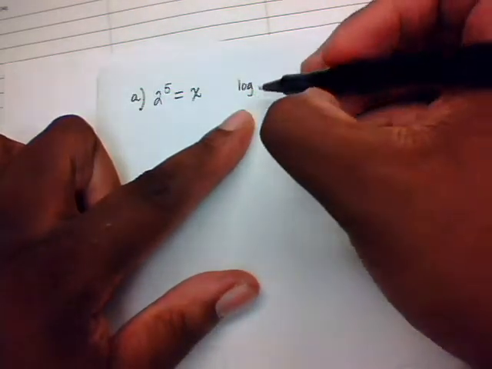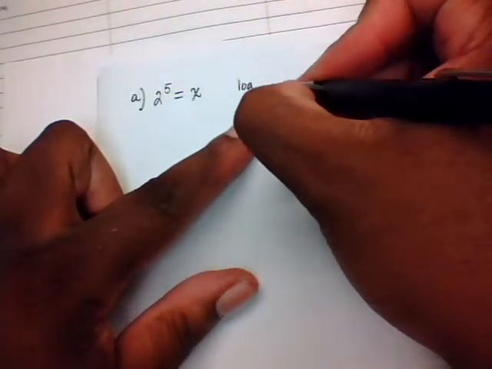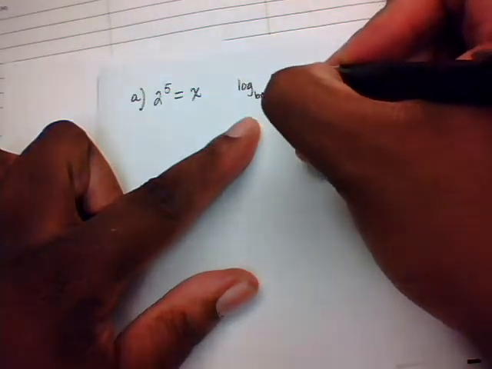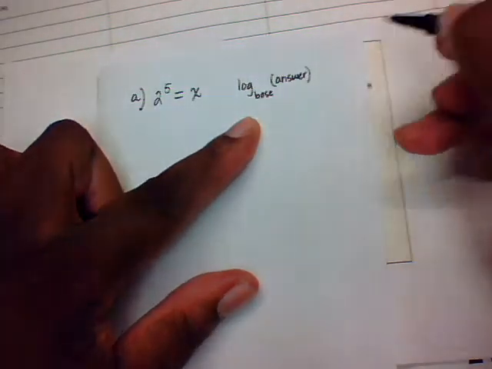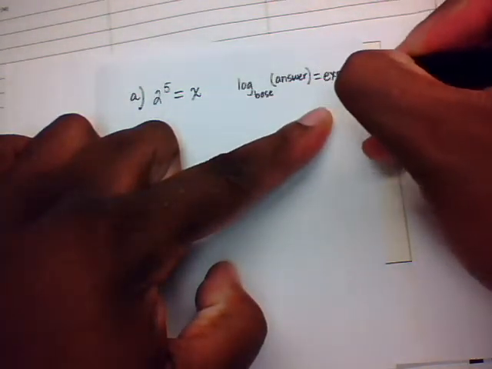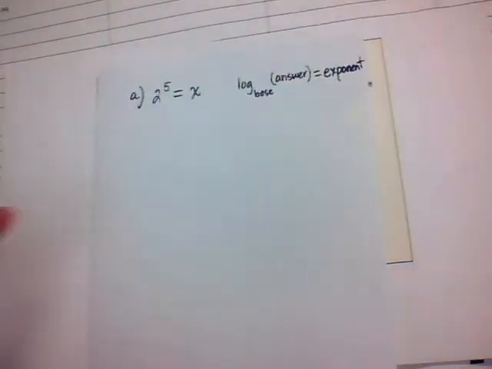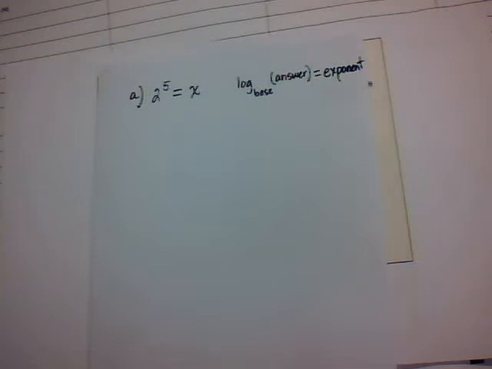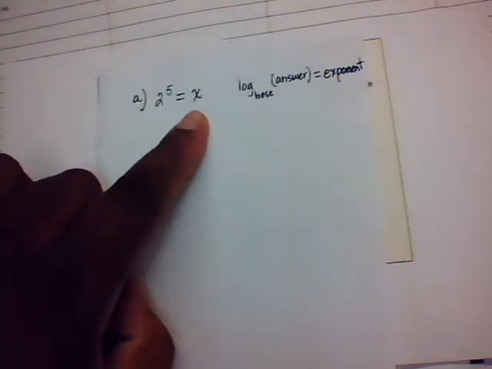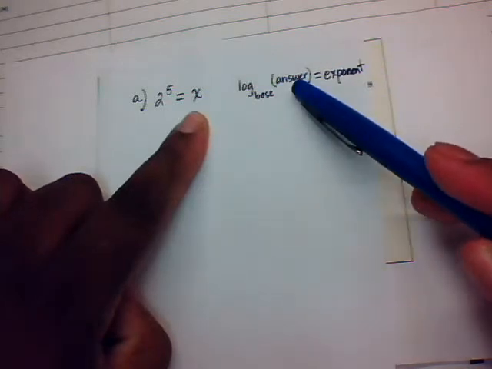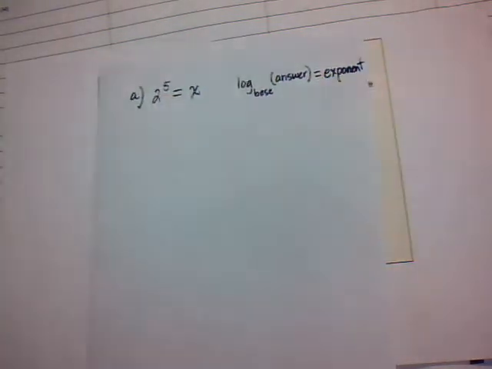We always have a log. The subscript is always the base, and the answer, which is usually after the equal sign when it's in exponential form, goes next to the log. And it's always equal to the exponent. That's usually the basic form for that. You always have a log in it because you're converting it to logarithmic form. The base will be your subscript, and whatever is after that equal sign in exponential form will be the answer, which is going to be next to the log, and then the exponent will be after the equal sign.